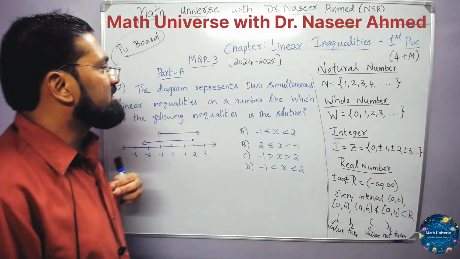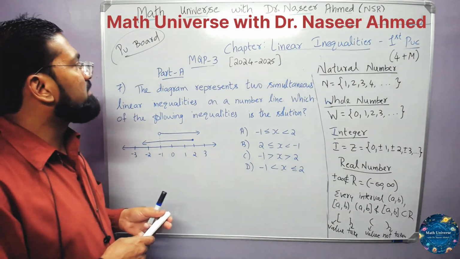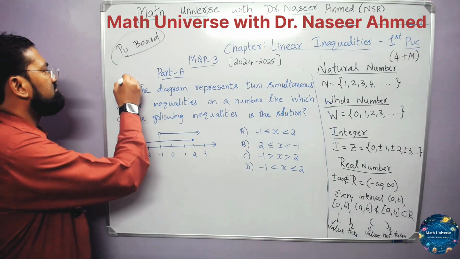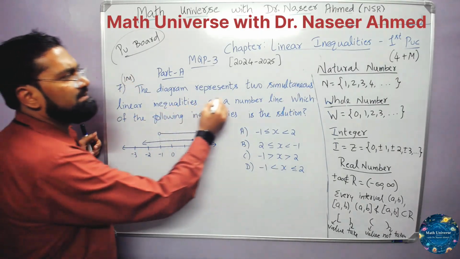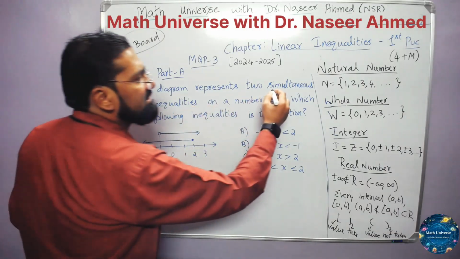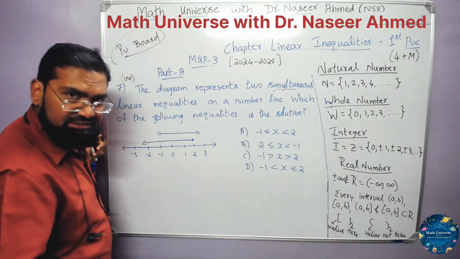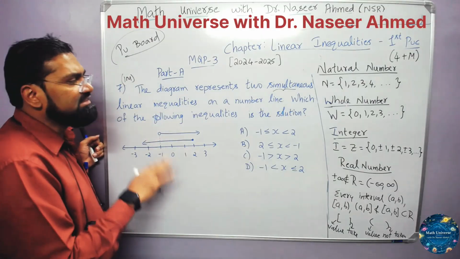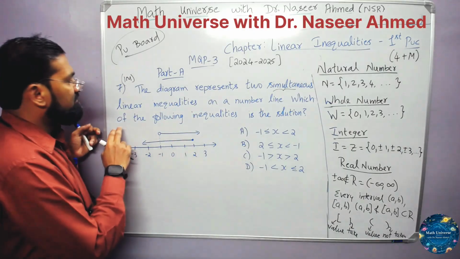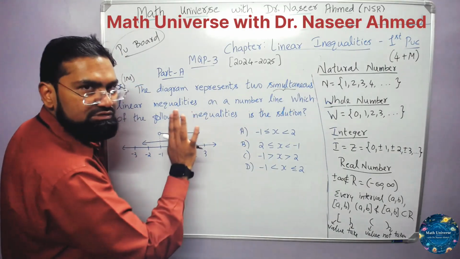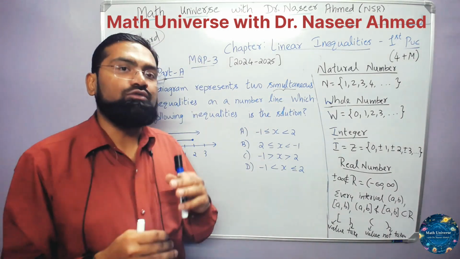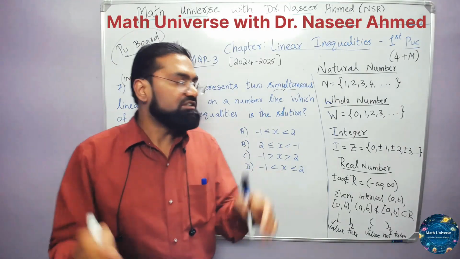Okay, dear students, let's move on to the last model question paper 3 and part 1, 1-marker question. Question says the diagram represents two simultaneous linear inequalities. Simultaneous will be used whenever it is more than one equation. In this case, it is inequalities. So, two simultaneous linear inequalities on a number line. Which of the following inequalities is the solution? So, again coming to simultaneous, even in the school days, two equations, two unknowns, that we call system of simultaneous equations. Correct?